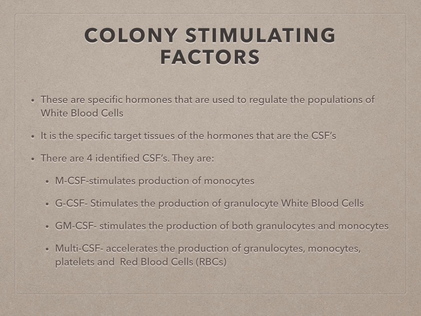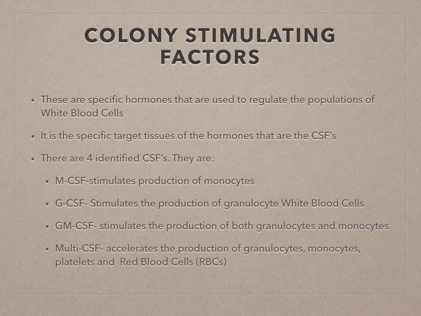Colony-stimulating factors are specific hormones that are used to regulate the populations of white blood cells, so if the body gets overpopulated, these would kick into effect. The specific target tissues of the hormone are known as the CSF. There have been 4 identified CSFs. They are M-CSF, G-CSF, GM-CSF, and multi-CSF.